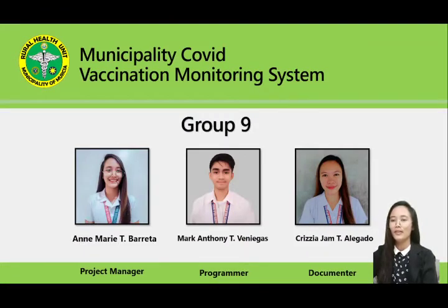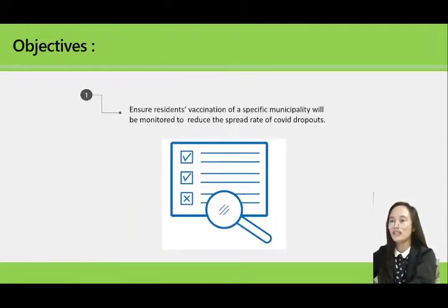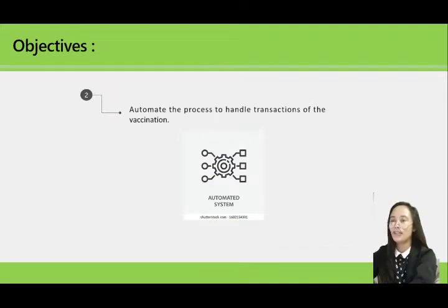And we are going to have a short demo about our system, which is the Municipality COVID Vaccination Monitoring System. Our system aims to provide the following objectives. First is to ensure residents' vaccination of a specific municipality is monitored to reduce the spread rate of COVID and vaccination dropouts. Second, our system aims to automate the process to handle transactions of the vaccination.